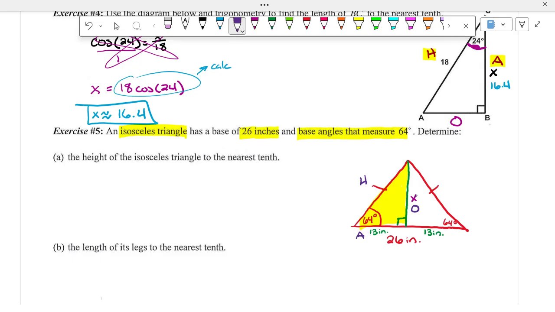So here's what we're trying to find. Here's what we were given. So which trig ratio should I use? Tangent. Good. We were given the opposite and the adjacent, so we're using tangent. So tangent of 64 is equal to what?